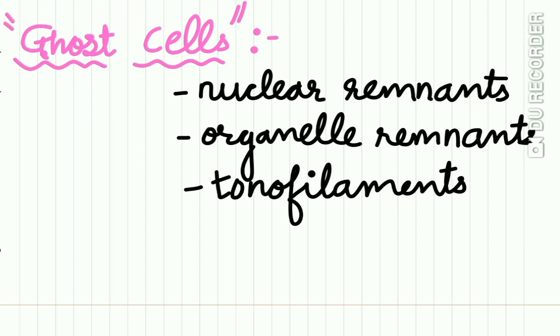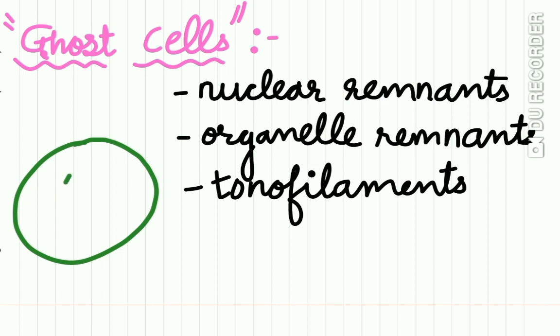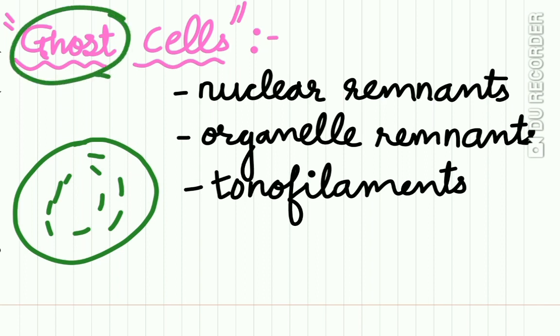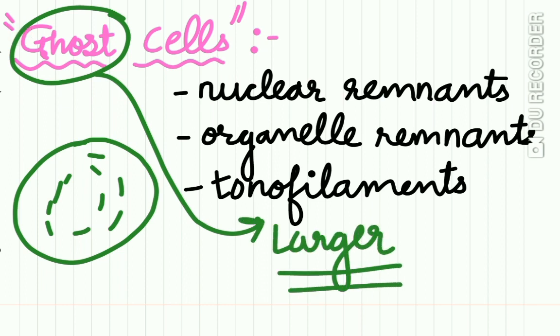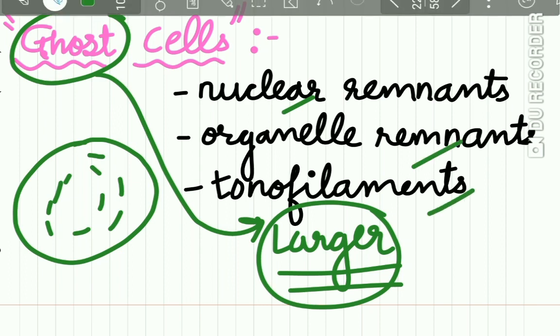Now, what are these ghost cells? These are cells with nuclear remnants. The nuclear remnants or even remnants of the cytoplasmic organelles and tonofilaments are seen. Why is it called as ghost? Ghost because these are larger in size than the normal cells, like a ghost which might be larger in size. So the ghost cells are larger in size and they have remnants of nucleus, cytoplasmic organelles and tonofilaments.